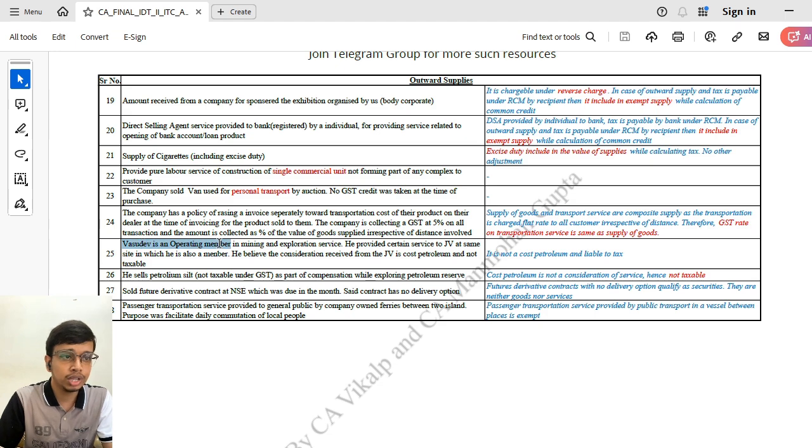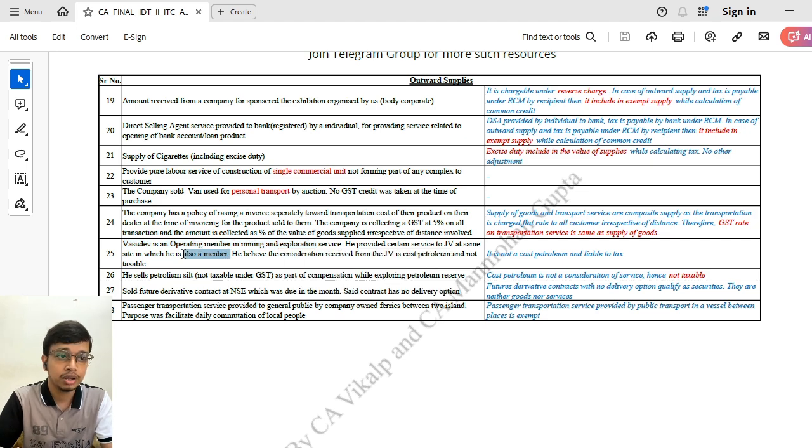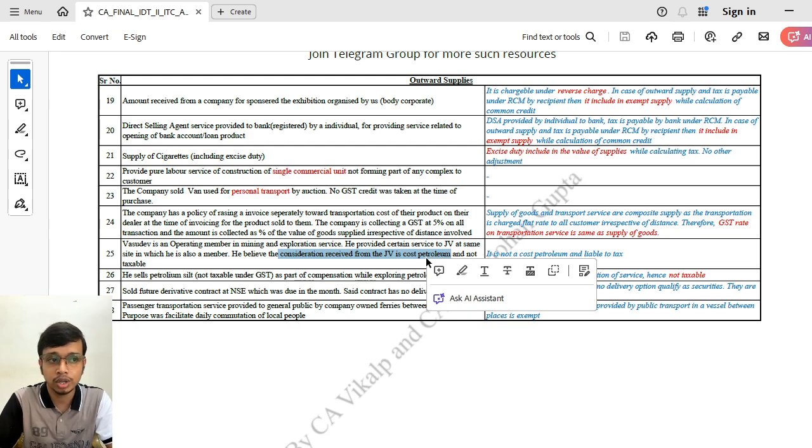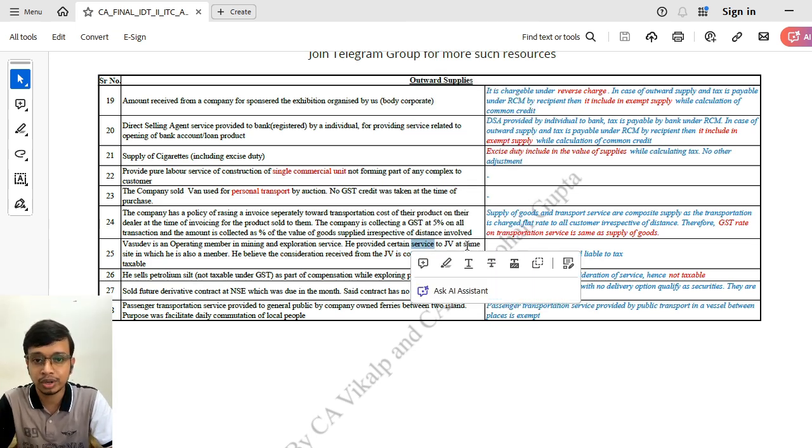25th point: Vasudev is an operating member in the mining and exploration services. He provides certain services to the joint venture at the same site, which he is also a member. He believes that the consideration received from the joint venture is post-petroleum and not taxable. Let me first tell you, post petroleum and petroleum crude are not taxable in GST, but it is the services provided to the joint venture which are not considered as post petroleum, so it is taxable.